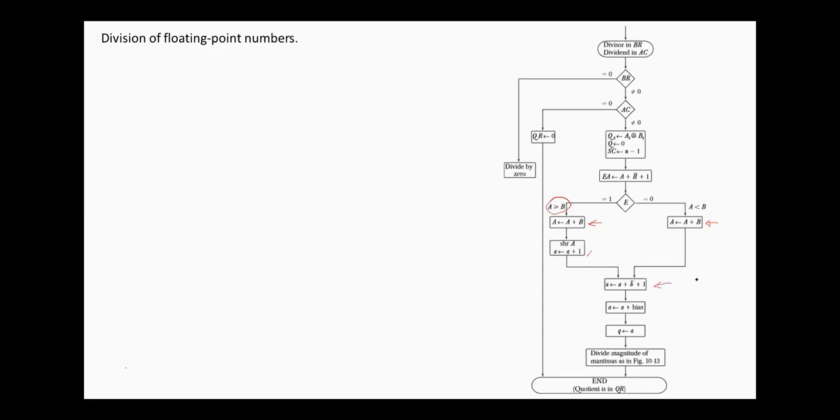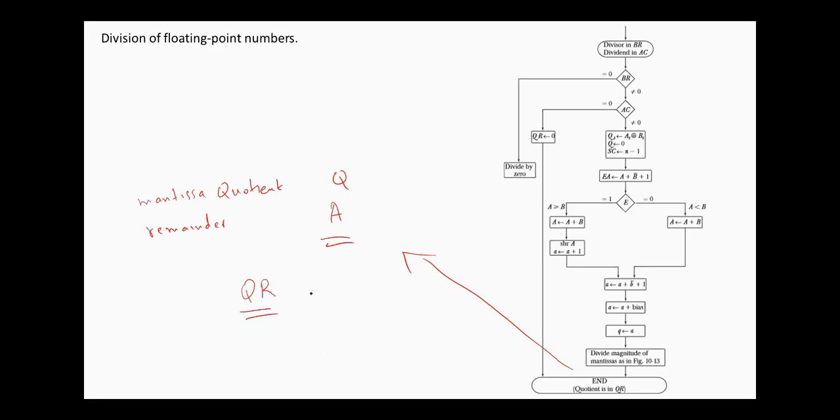Next, we subtract the exponents. Since both exponents were biased, the subtraction gives the difference without the bias. So the bias should be added to the result transferred into Q. The magnitudes of the mantissas are divided as in fixed point representation. After the operation, the floating point quotient is in QR and it is already normalized.